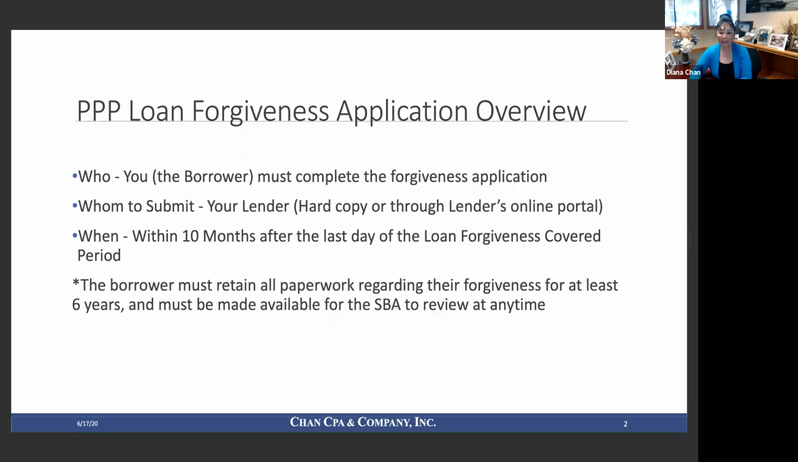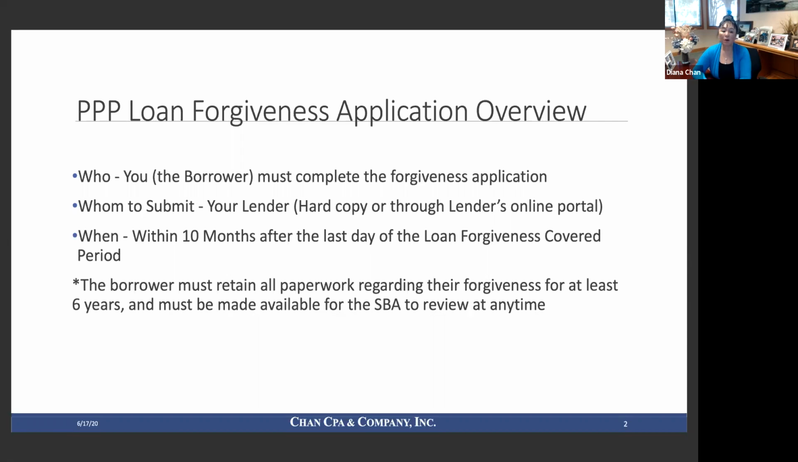The SBA has actually provided specific application forms that will need to be completed. However, as with the loan application process, lenders may also provide an online portal to allow you to upload this information, to make it as simple as possible for you. When is this application for forgiveness due? It's going to be due within 10 months of the last day of the forgiveness covered period. That's going to be really important for you to know.